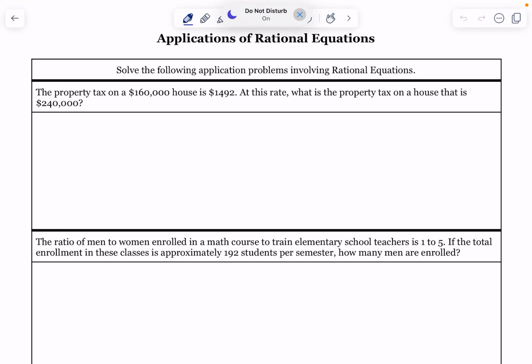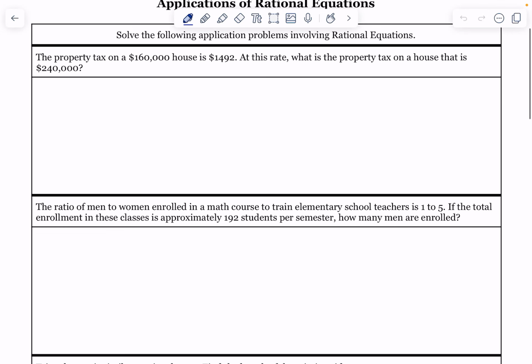So in section 4.4, applications of rational equations. For all of these problems, it says solve the following application problems involving rational equations. This first one says the property tax on a $160,000 house is $1,492. At this rate, what is the property tax on a house that is $240,000?